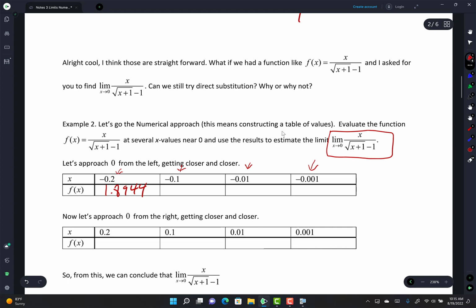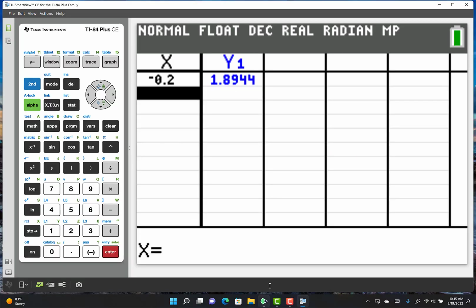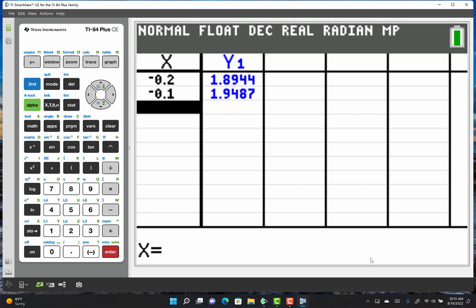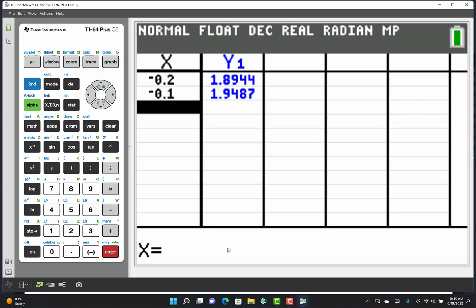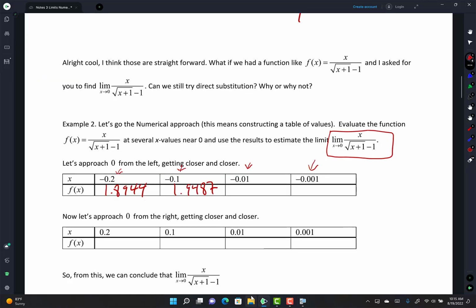1.8944. I'll do it again. Don't worry. Now I want negative 0.1. So negative 0.1, enter. 1.9487. Negative 0.01, enter. 1.995.